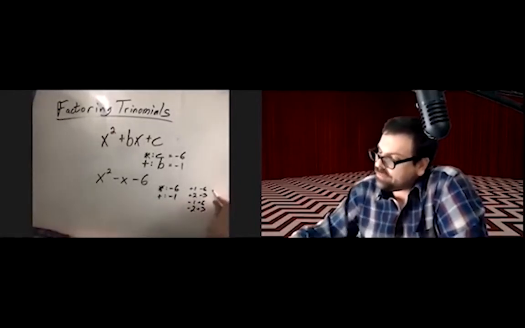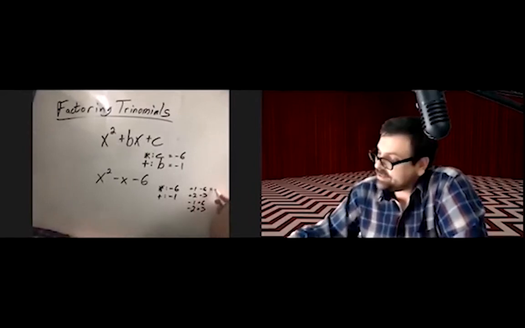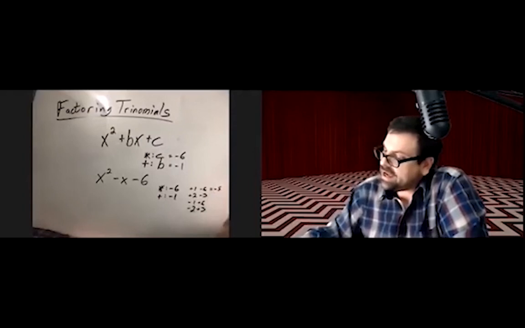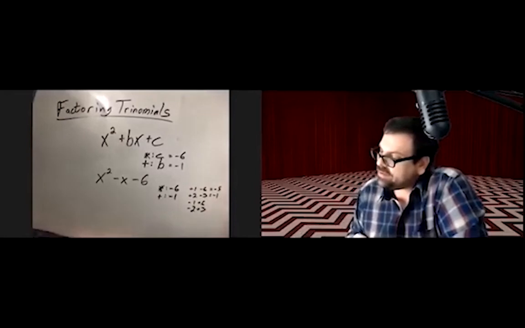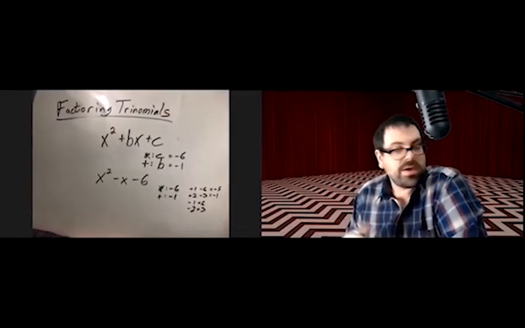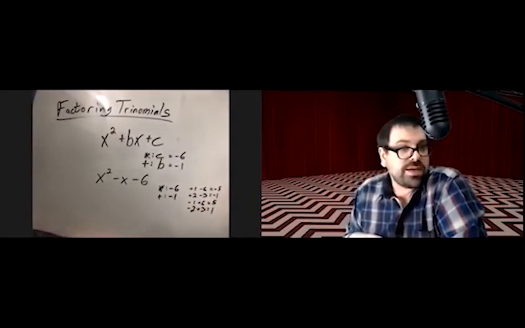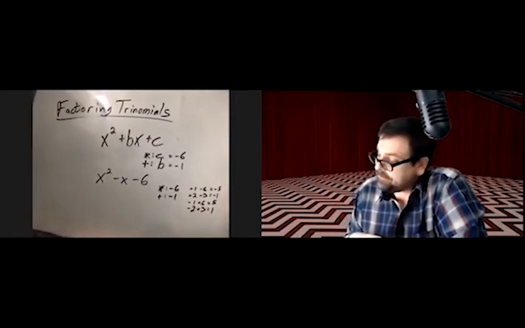So if we add them, positive 1 minus 6, that's negative 5. Positive 2 minus 3, wow, second one we tried. Positive 2 minus 3 is negative 1. If I were to finish this, negative 1 plus 6 would be positive 5. Negative 2 plus 3 would be positive 1.